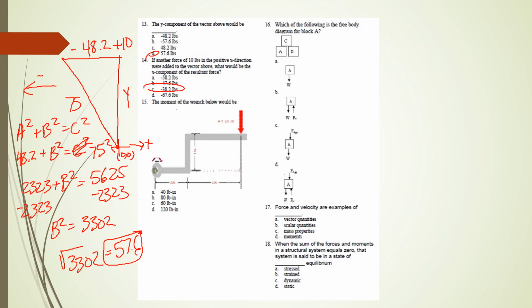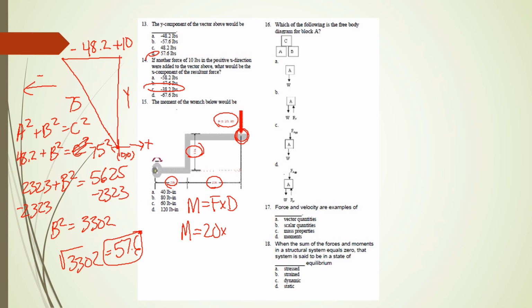So negative 38.2. Number 15, the moment of the wrench below would be what? So first setup, moment equals force times distance. So now I need to look at my force, and it's given here, it's hard to see. That's going to be 20 pounds multiplied by my distance. Now in this case, this shaped wrench, you do not have to worry about this part. That has nothing to do with your distance in this case. You're looking at the overall distance because you're applying the force out here.